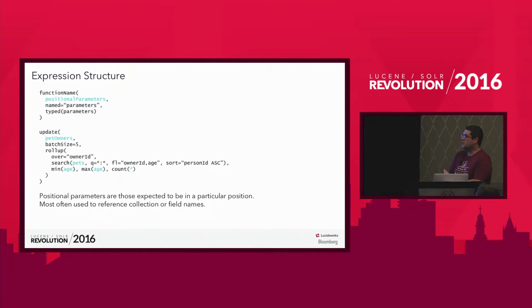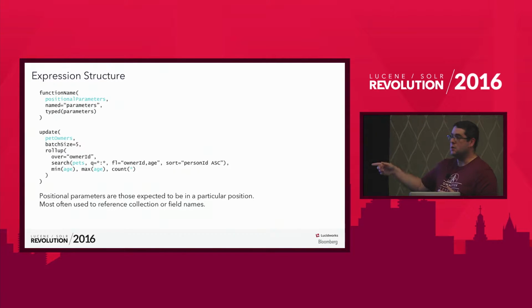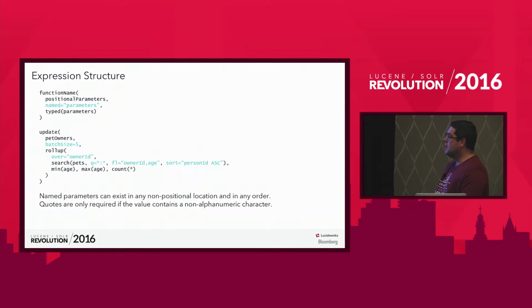Positional parameters are more of a convenience. They're really mostly used for collection names. When you have an expression where you're updating a collection, or you're in some way touching a collection, pulling data out, or whatnot, generally we just put the collection name as the first parameter, so it's positional. All the other parameters have to exist after that. We could, if we wanted to, have collection name equals the pet owners or whatnot. But for convenience, because I didn't want to have to type that out every time I was creating these, I just put in positional parameters.